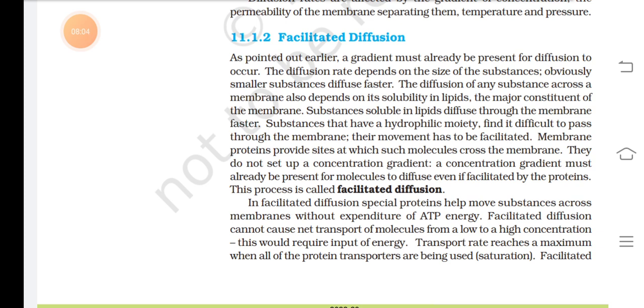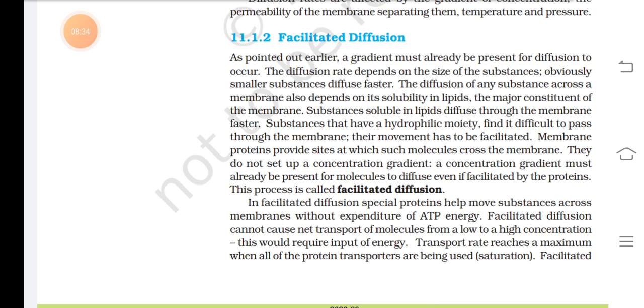The diffusion of any substance across a membrane also depends on its solubility in lipid, the major constituent of the membrane. Substances soluble in lipid diffuse through the membrane faster. Substances that have a hydrophilic moiety find it difficult to pass through the membrane. Their movement has to be facilitated. Membrane proteins provide sites at which such molecules cross the membrane.